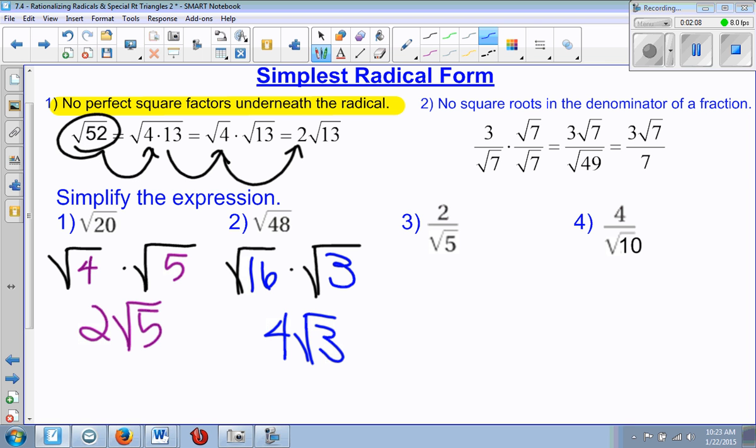Now something you probably did not learn last semester was how to simplify a fraction with a root in it. Simplest radical form says you can't have any square roots in the denominator of a fraction. So in number 3 and number 4, that's a problem in each problem. Okay, that's an issue. So how do I get rid of this root 5 in the denominator? What we're going to do is we're going to multiply by.